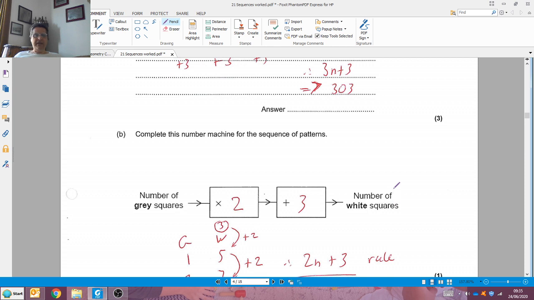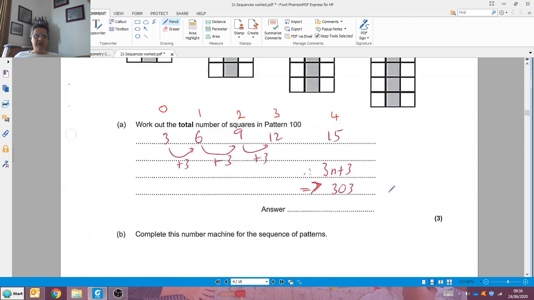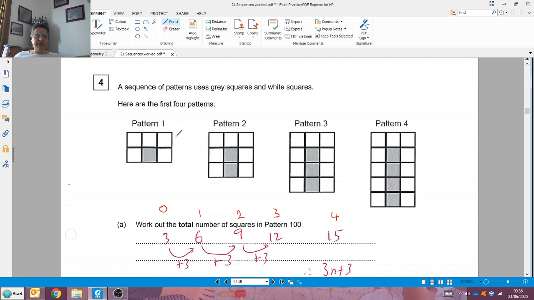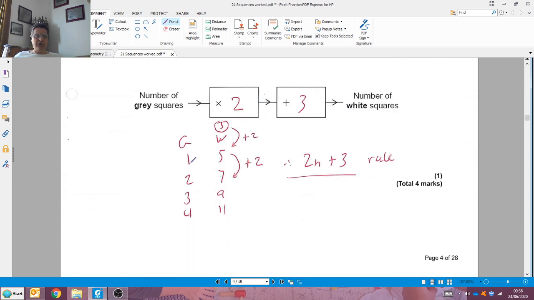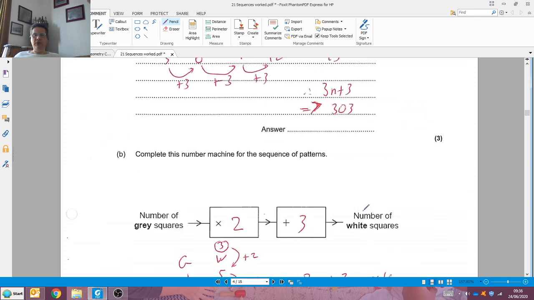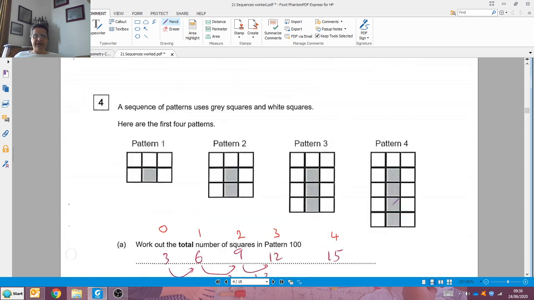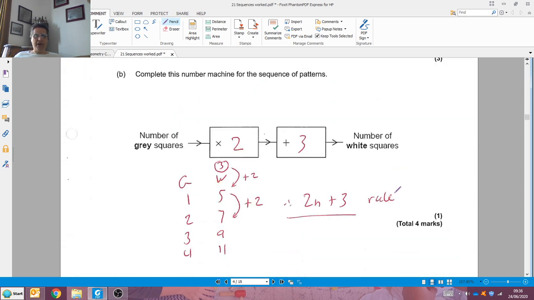Complete this number machine for the sequence of patterns. Okay, so this is a relation between the greys and the whites. So 1 grey needs 5 whites around it, 2 greys need 8 whites around it, etc. So instead of messing up those diagrams there, I redid the pattern as shown. So greys 1, 2, 3, 4, which simulates this here, and then I just count the whites.